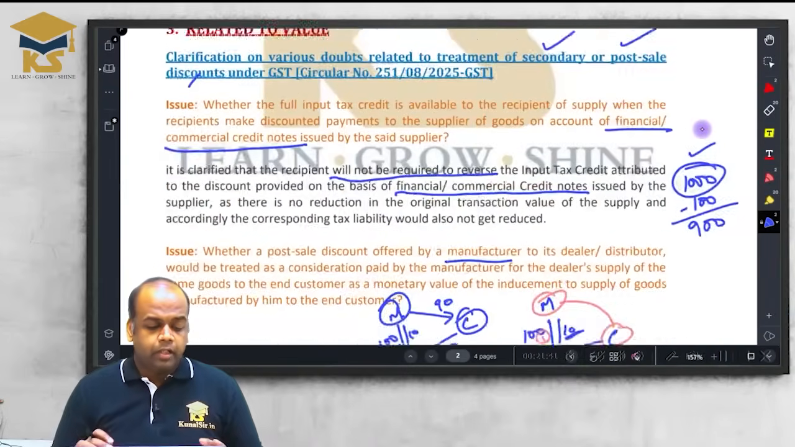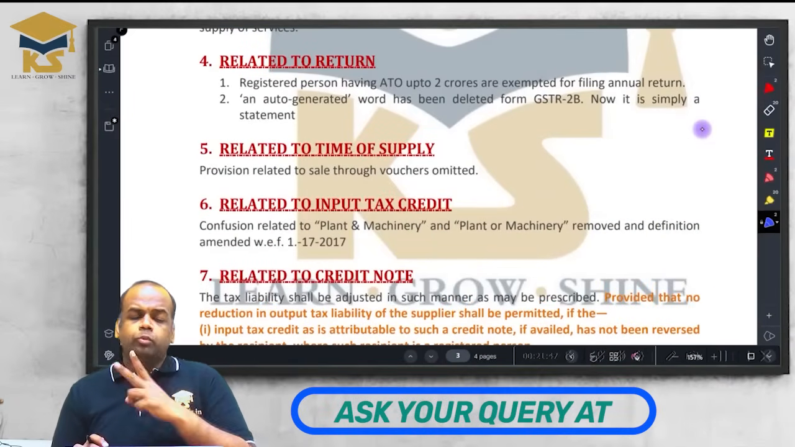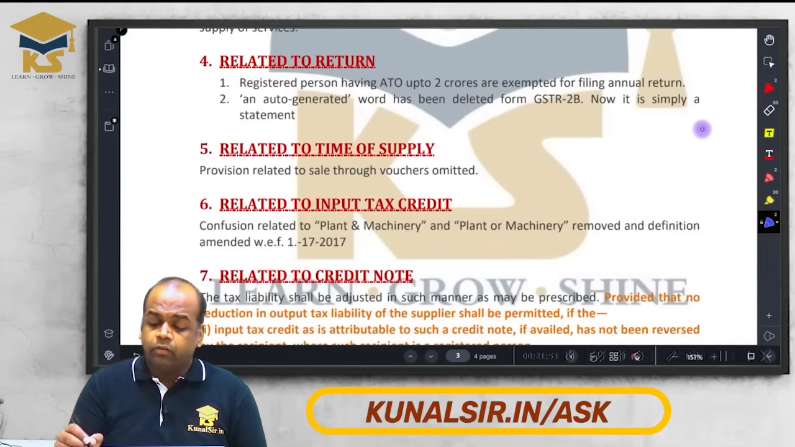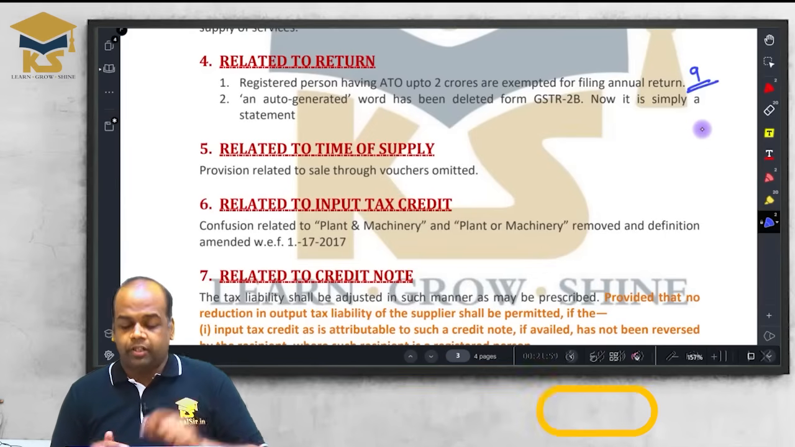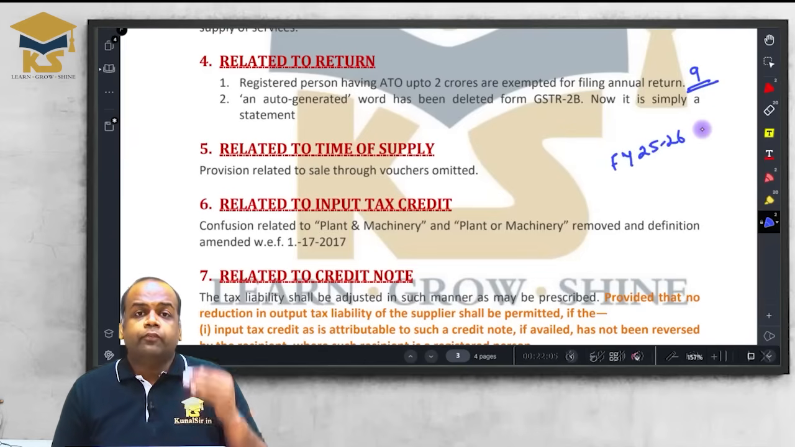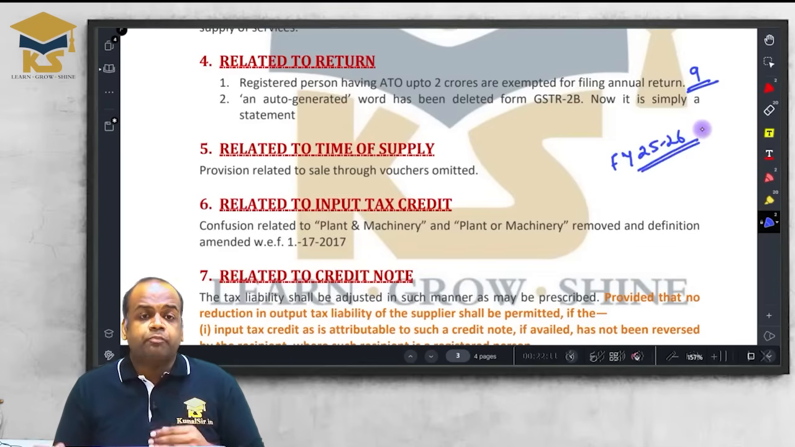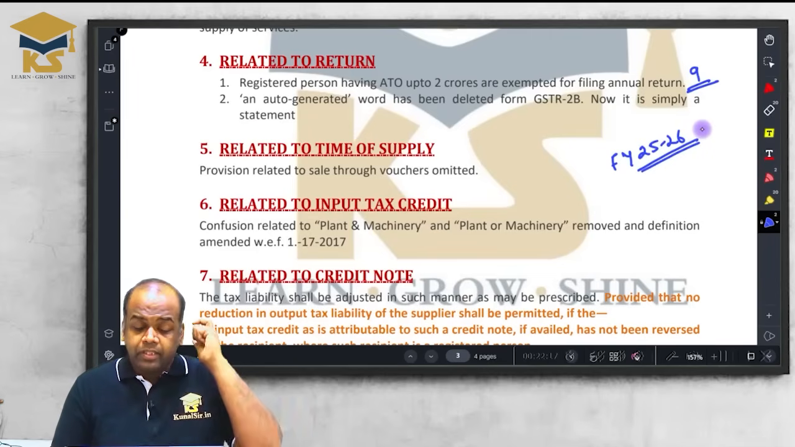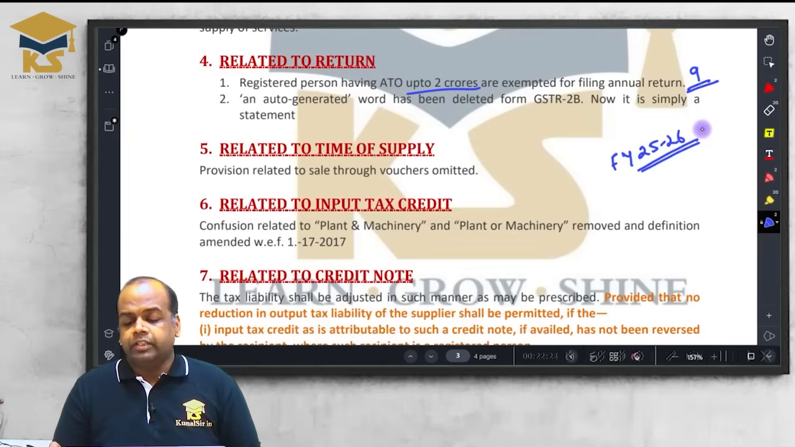So here we have concluded the amendment related to your value of supply chapter. Then we have two minor amendments related to return. First, exemption related to your annual return, GSTR 9. So if your aggregate turnover during the relevant financial year, say if we talk about financial year 25-26, whether I have to file annual return for financial year 25-26 or not. So I have to see turnover of financial year 25-26. If my ATO, aggregate turnover, all India basis, PAN basis, is less than or up to 2 crores, then no need to file GSTR 9.